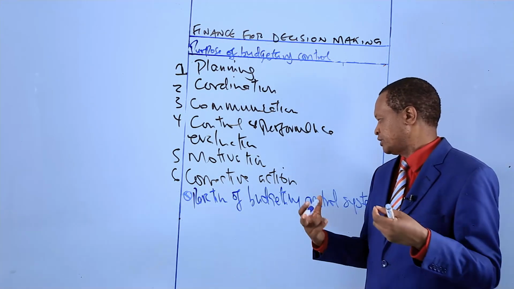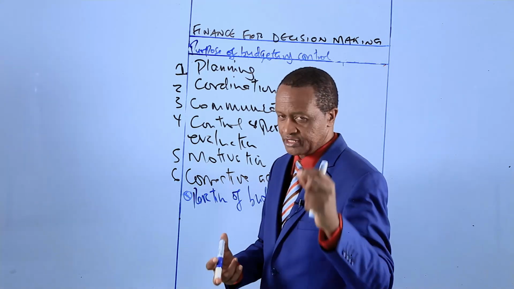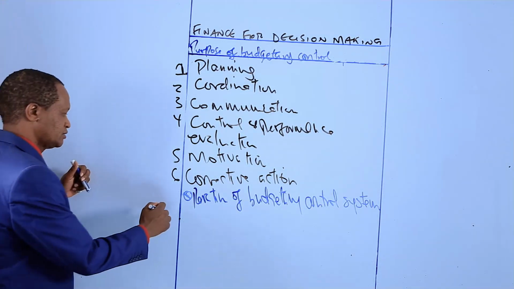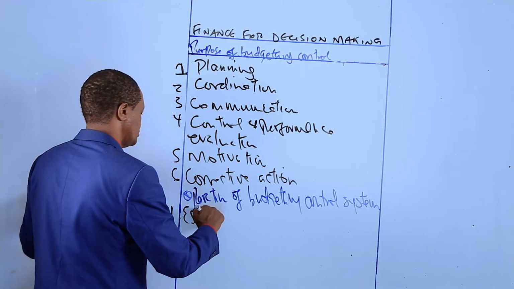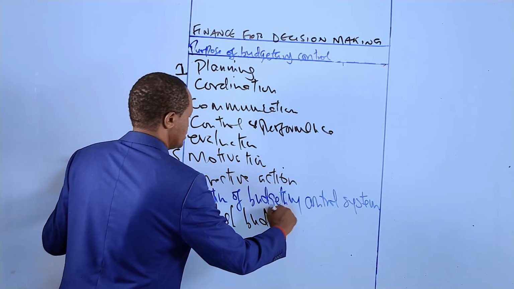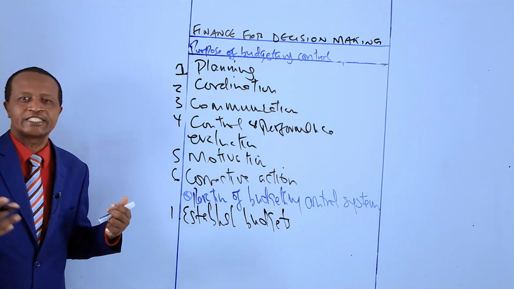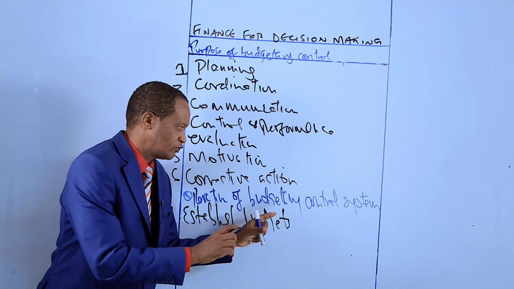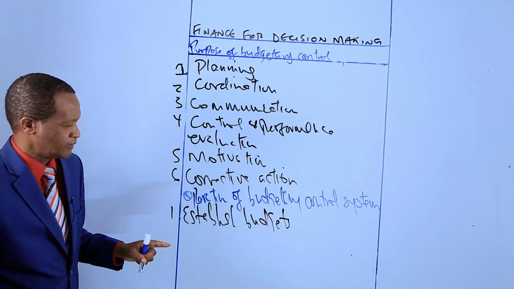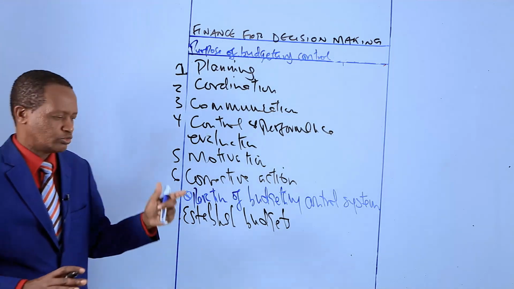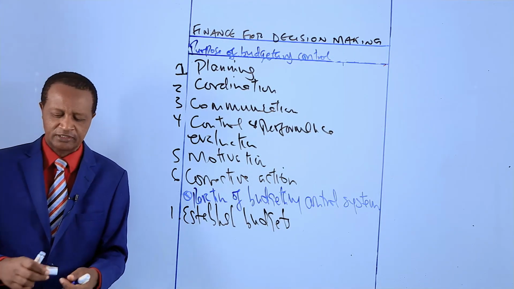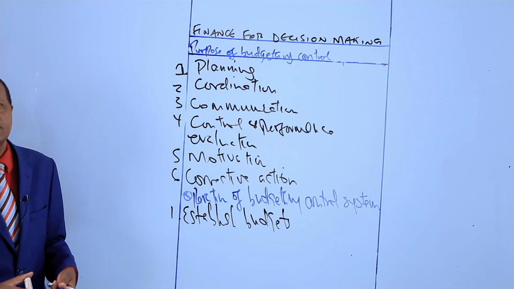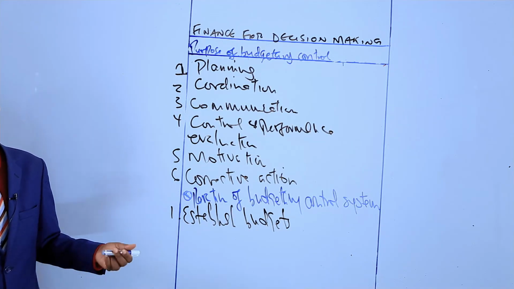To operate a budgetary control system, then there are three steps. The first step is to establish a budget. That's the first step, is to establish budgets, because that is now the planning part of a budgetary control system. You must come up with the budgets. It could be sales budgets, production budgets, finance budgets, overall budgets, master budgets, and so on.